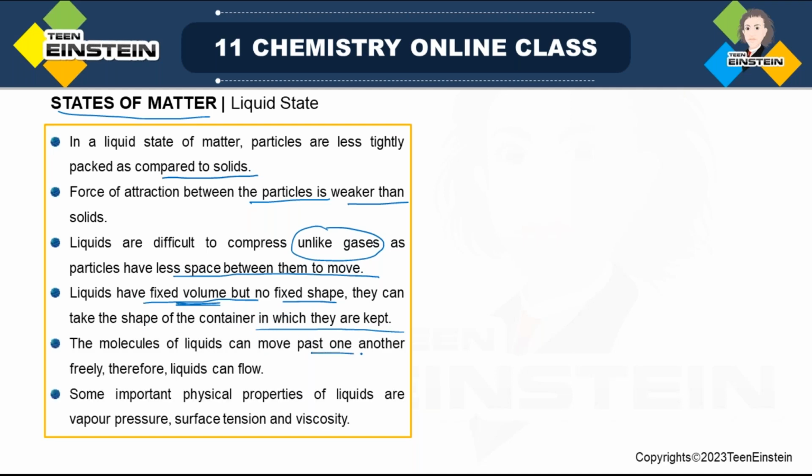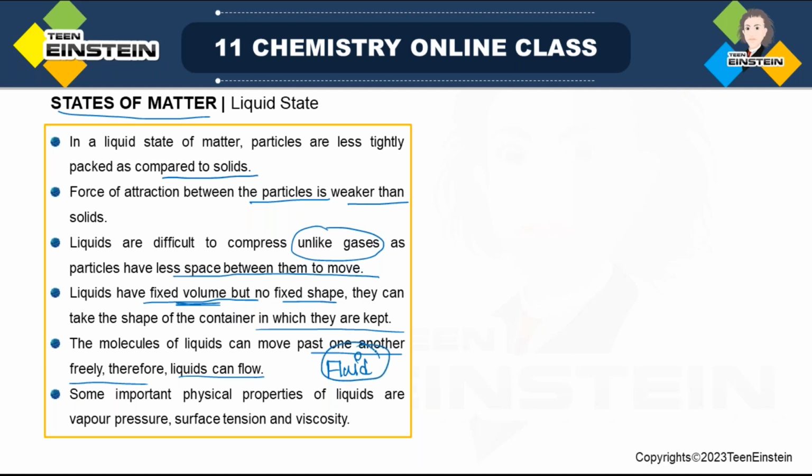Molecules of liquid can move past one another freely. So that is why we can say that they can flow just like gas. So this is one property which is common for both gas as well as liquid. Okay, so that is the reason both are called fluids.